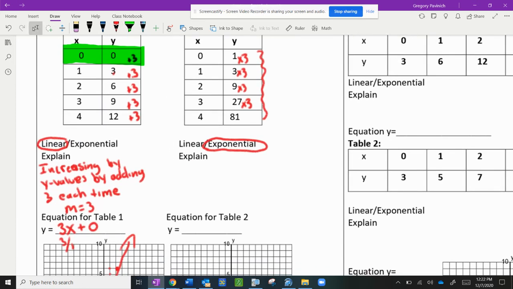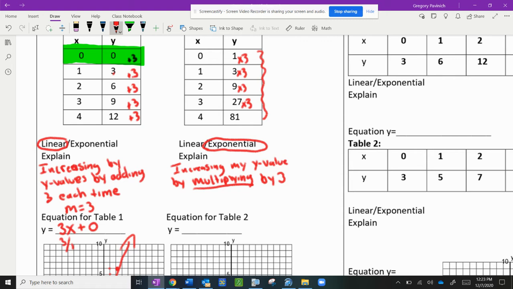So I'm increasing my y values by multiplying by 3. And both of these are an example of increasing. You could also decrease. That would be, instead of adding a positive number, I could add a negative number. That's how I could decrease a linear.